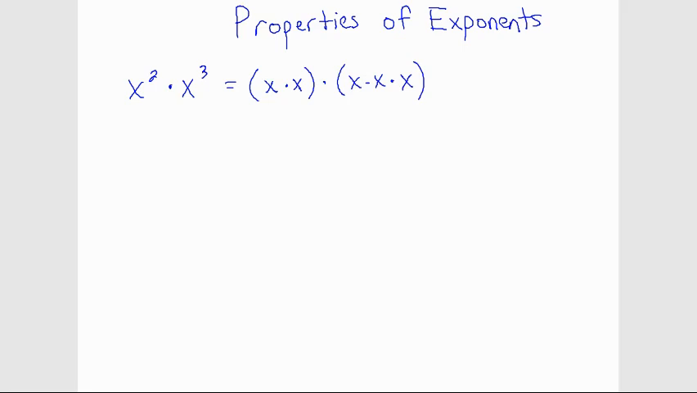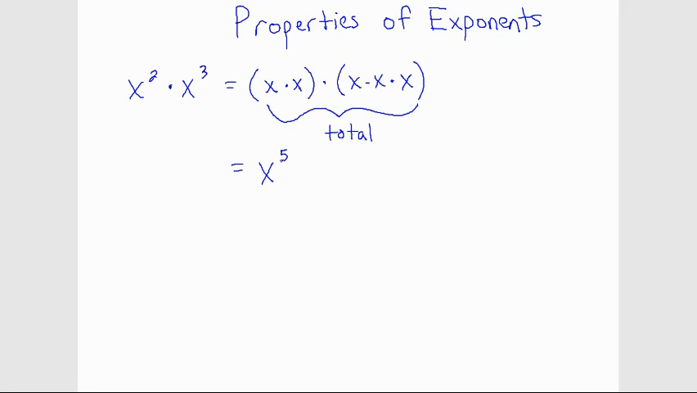And I have to think about how I know this. I know this because exponents are just repeated multiplication. So x squared means I'm taking an x and multiplying it by itself twice, and then x cubed means I'm taking x and multiplying it by itself 3 times. But if my goal is to simplify this down, I have to look at what I have here and think about how many total x's I have. I have a total of 5, which means I can rewrite this as x to the 5th.